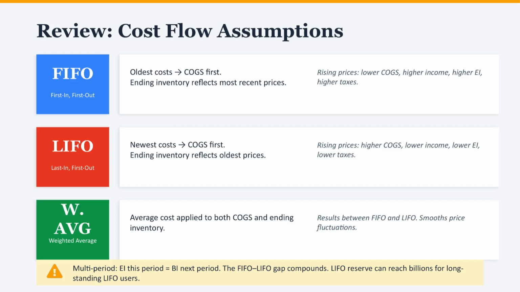Weighted average, a single average cost per unit, is calculated for the entire pool of goods available for sale, and that average is applied to both COGS and ending inventory. Results fall between FIFO and LIFO. This method smooths out price fluctuations and is simpler to administer.